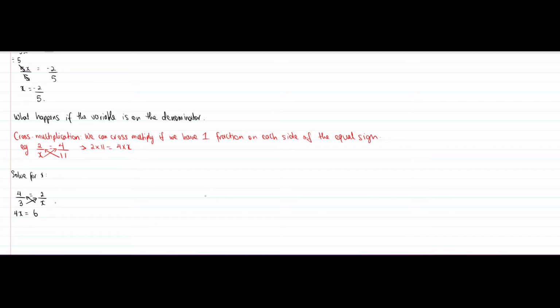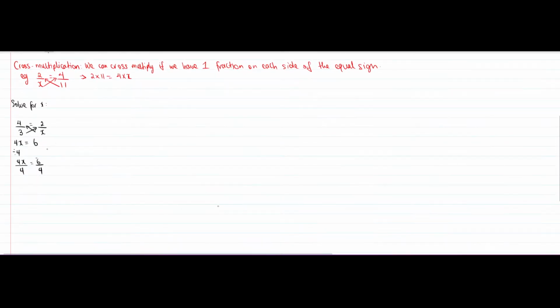I end up here, and this was I think step 3, where I just have to divide by 4 on both sides. 4x over 4 is 6 over 4, and I get x is equal to, I can reduce this, 3 over 2.